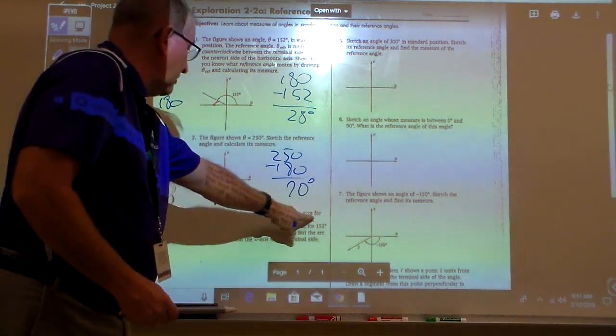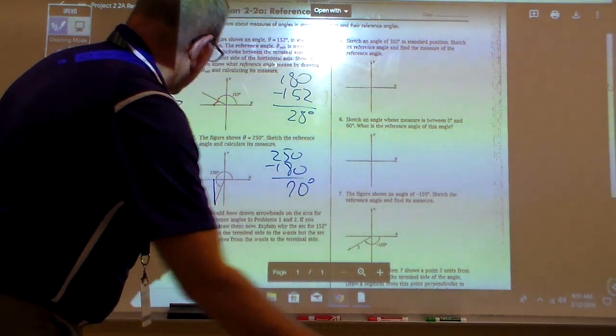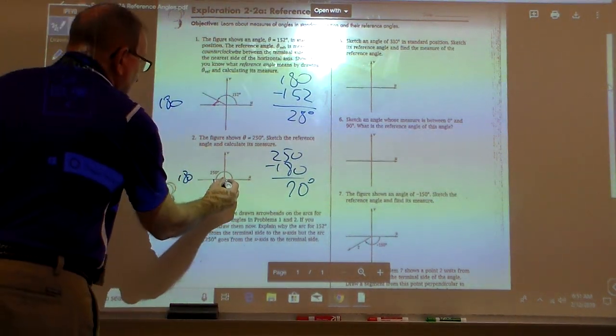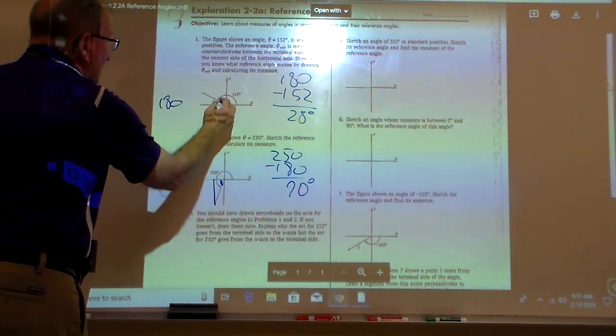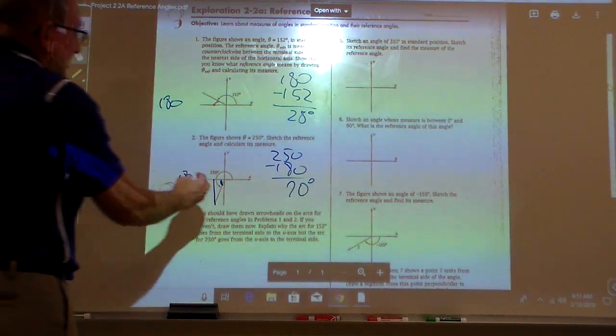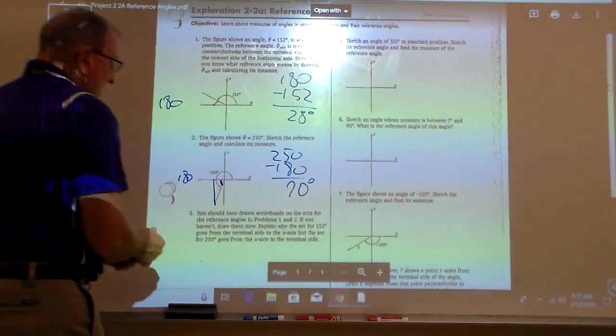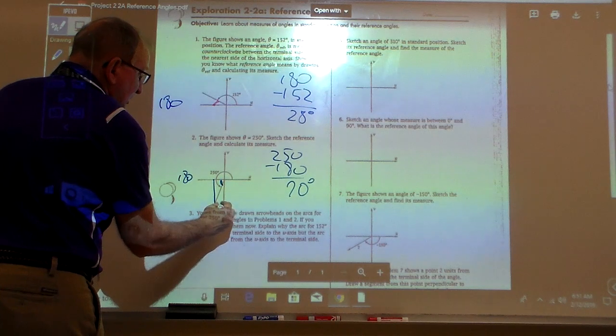Okay? So what I want to do now is this. It says you should have drawn the arrows and the arcs for the reference angles in your problems 1 and 2. If you haven't, draw them now. So there's my alpha angle. Already had that one drawn right there. Explain why the arc for 152 degrees goes from the terminal side to the x-axis. In other words, how come it wants to go back to the x-axis? How come we didn't do that there?